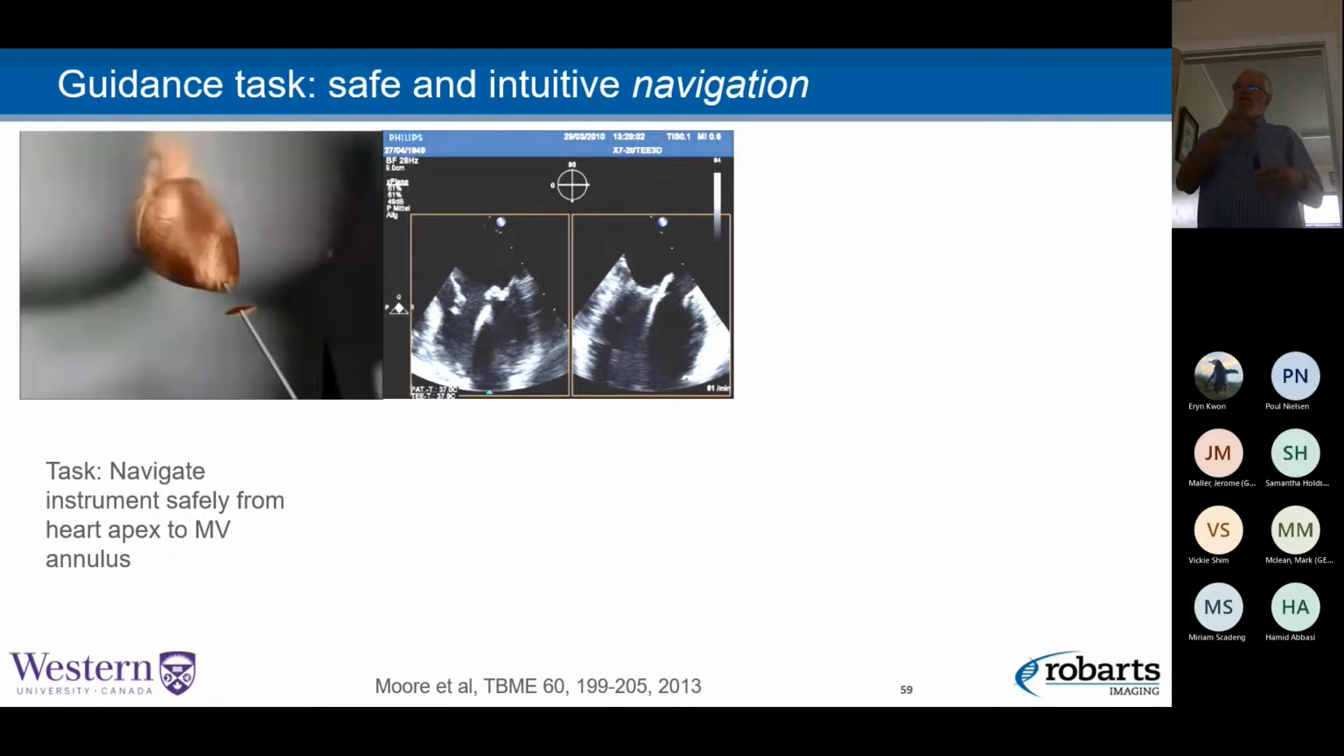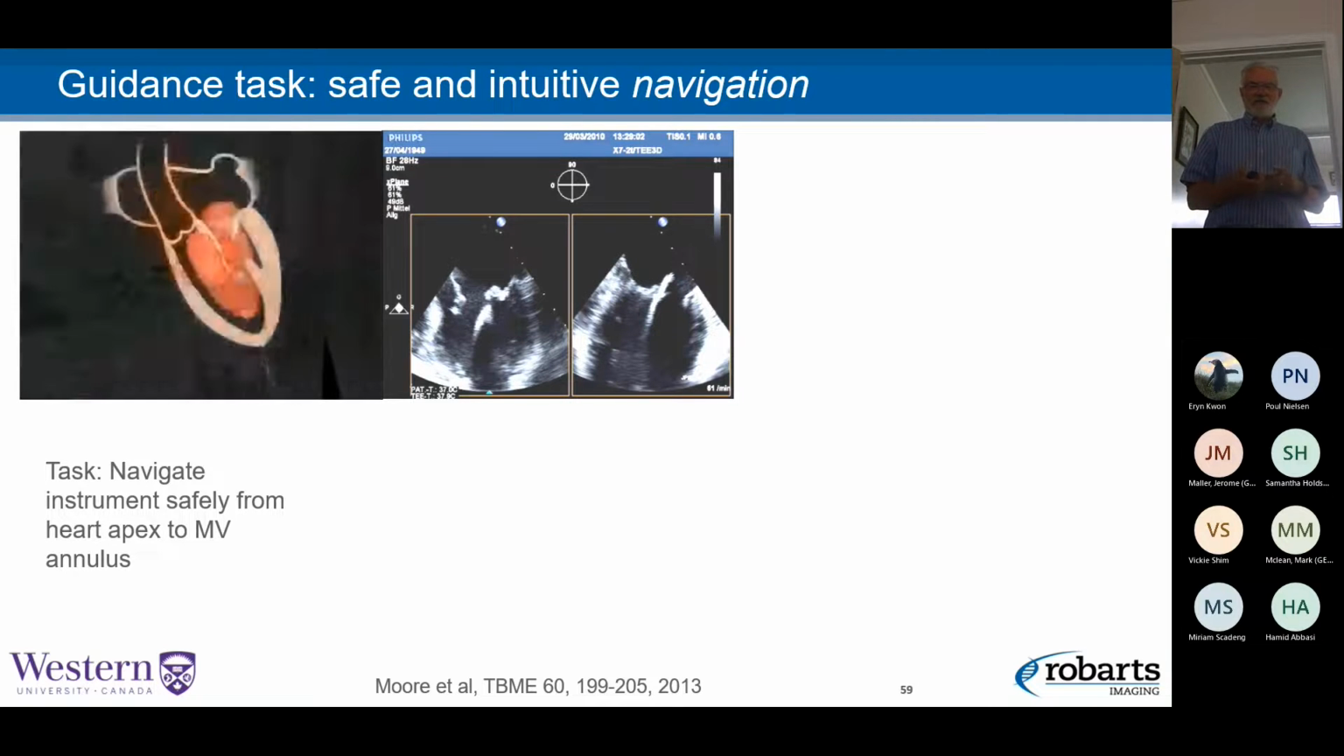So that immediately provides a cognitive dissonance, because these images are not actually side by side. One's rotated with respect to the other. But this is what they had. And so we had 6 experienced cardiac surgeons performing this procedure just to get this probe into the mitral valve annulus. And we would track, using magnetic tracking technology, the tip of this instrument as they were getting from the apex of the heart into the mitral valve annulus. Sounds like a pretty simple task.